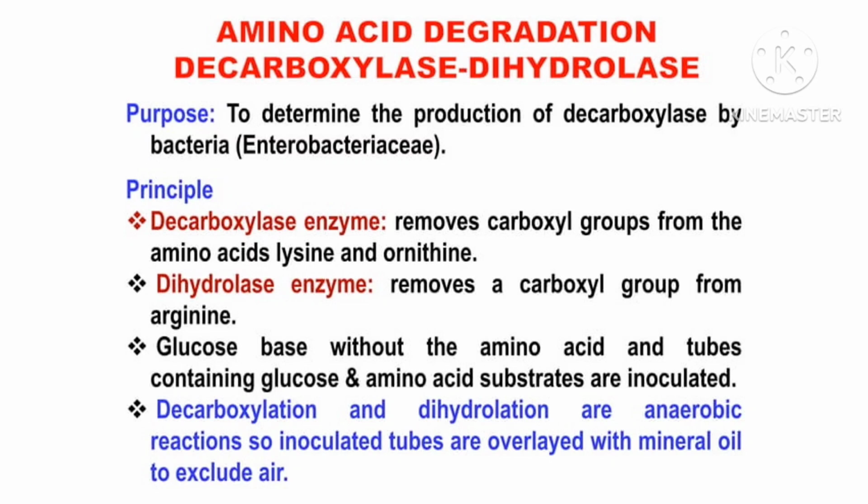So glucose base without the amino acid and tubes containing glucose and amino acids are inoculated, and decarboxylation and dihydrolation are anaerobic reactions. So inoculated tubes are overlaid with mineral oil to exclude air. So you have the amino acid preparations which will be overlaid after the inoculation of the organism with mineral oil to create the anaerobic condition, same as you have seen in the OF tube.